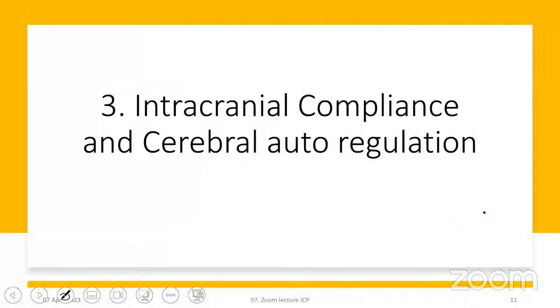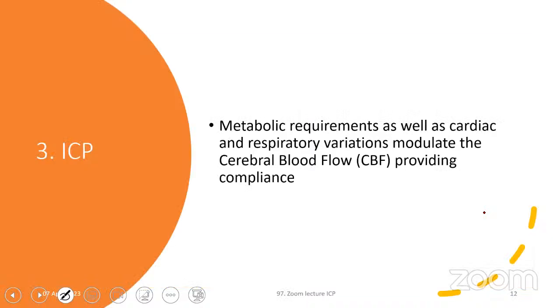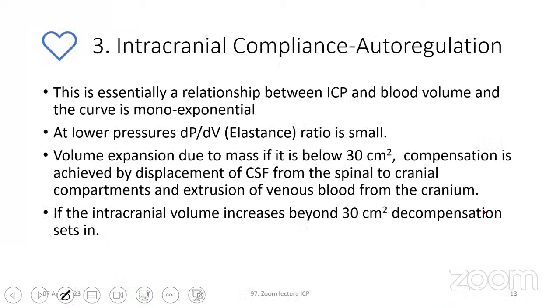So what is intracranial compliance and cerebral autoregulation? The metabolic requirements as well as cardiac and respiratory variations modulate the cerebral blood flow, providing compliance. Intracranial compliance is dependent on autoregulation. It is essentially a relationship between intracranial pressure and blood volume, and the curve is mono-exponential. At lower pressures, that is the change in the pressure by change of volume, the elastance ratio is small.